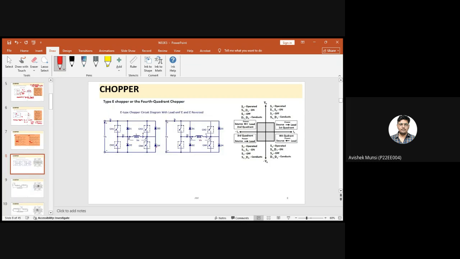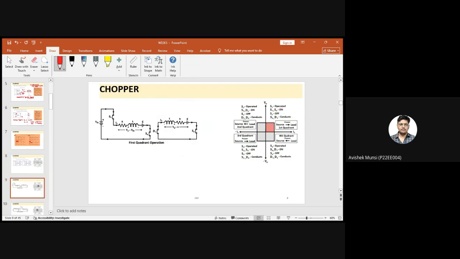And next, the class E or four quadrant type of chopper. I'm briefly describing it here. When S1 is on, S1 and S4 basically work as an on circuit, so this is on and this is on. In that period of time, the current is flowing from the source to the load through the circuit, if you see. So it acts as the first quadrant.